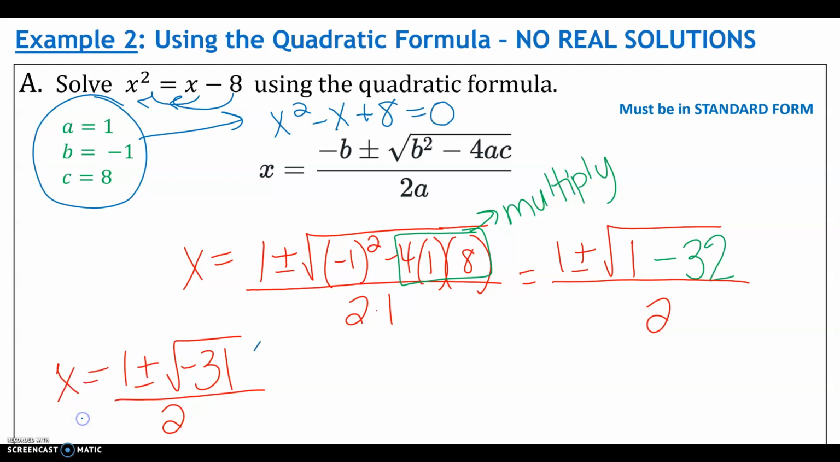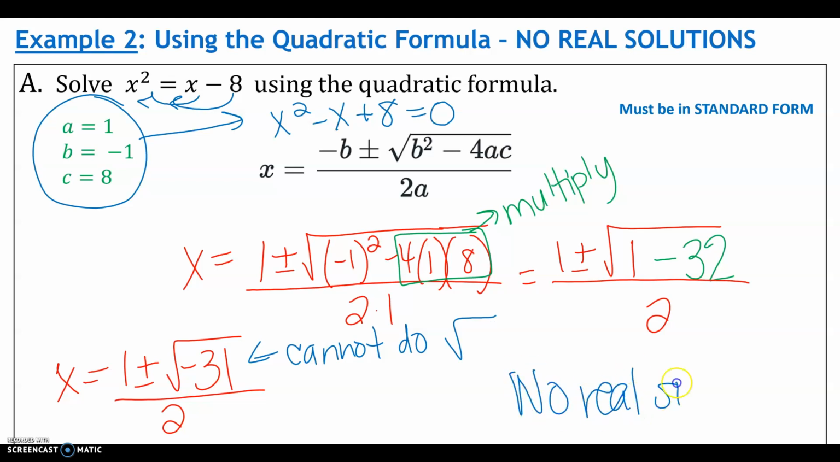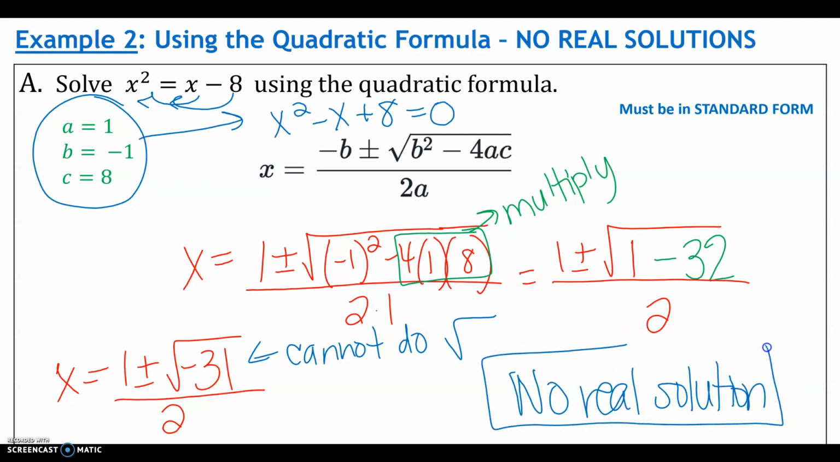So, can't do square root. So, since you can't do it, the answer that you're going to write for me is no real solution. Okay, so these answers would be imaginary. Okay, they wouldn't be decimals or anything. They would be imaginary. All right, so very easy. So if you get a negative underneath the square root, you know automatically you're not going to get an answer. All right, let me show you one more like this.